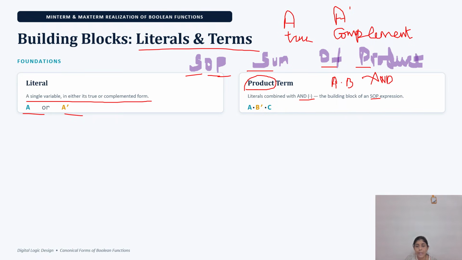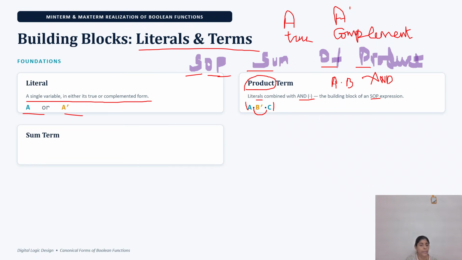Next, it is a product I have written here. So what does this dot represent? It is a product form. What does this A represent? It is a literal. C is also a literal. B dash is also a literal. But what is the difference between A, C and B dash? B dash is a complemented literal. A and C are the true form of the literal.